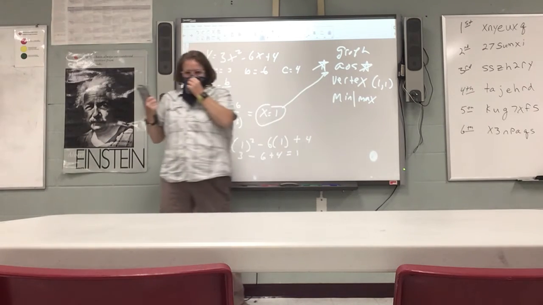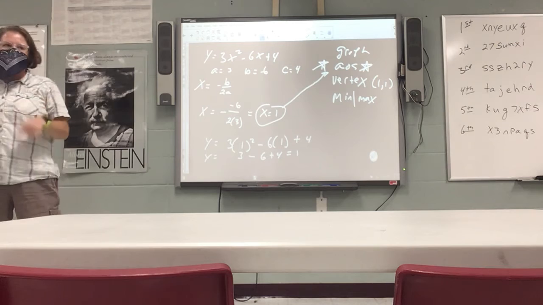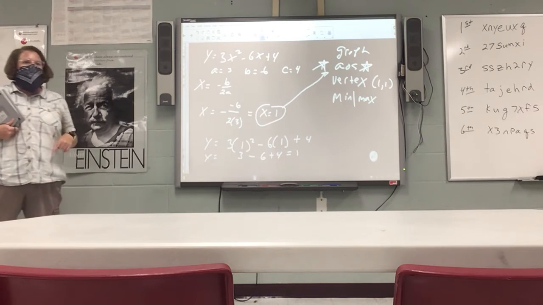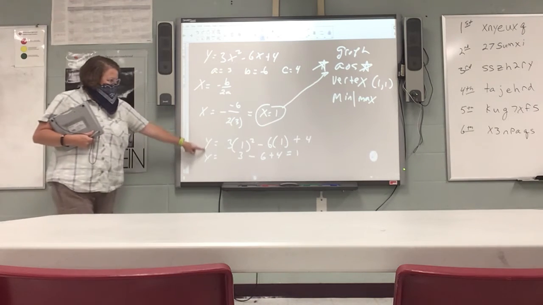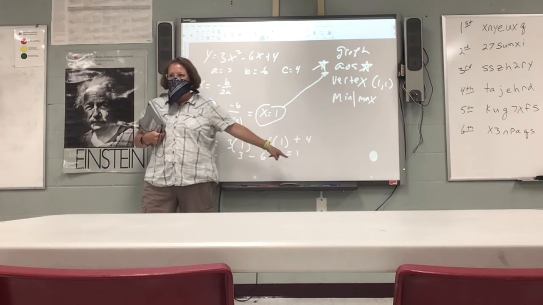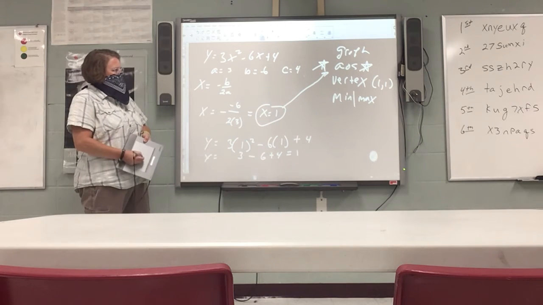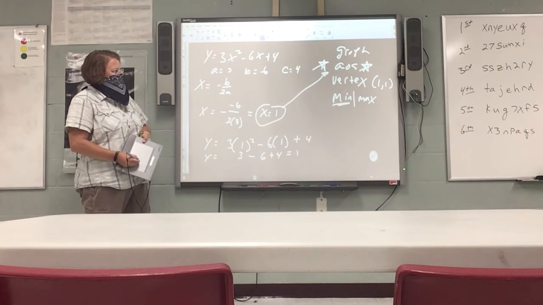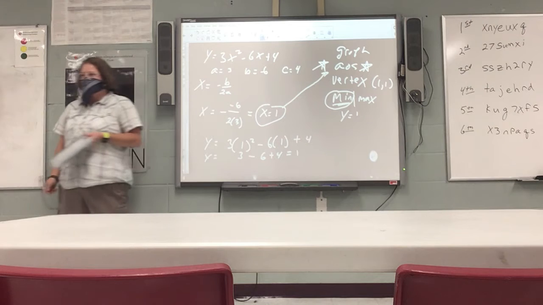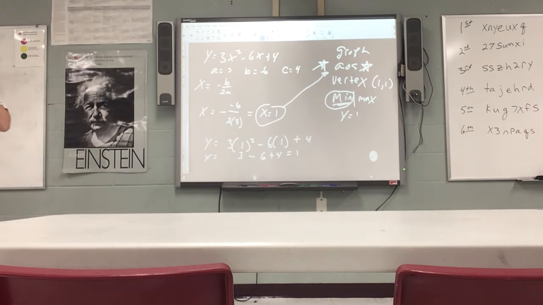That means it's not going to go lower than a certain point. The certain point it'll never go lower than is the y of the vertex. Okay? So this has a min, circle that one since I wrote them both up there, at y equals 1. So we've got everything answered up there that I asked you for except for a picture of the graph.